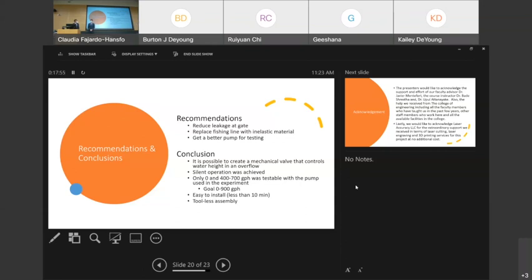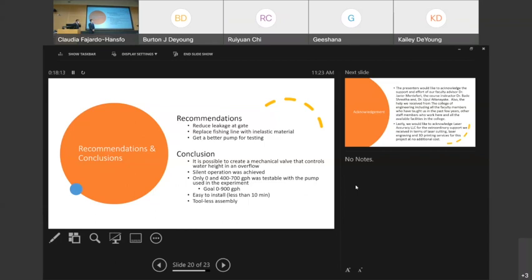items. And since we mentioned earlier the limitations of the pump that we used in testing, it would be better if we used a pump that could actually work through that entire 0 to 900 gallons per hour range instead of just 400 to 700 gallons.